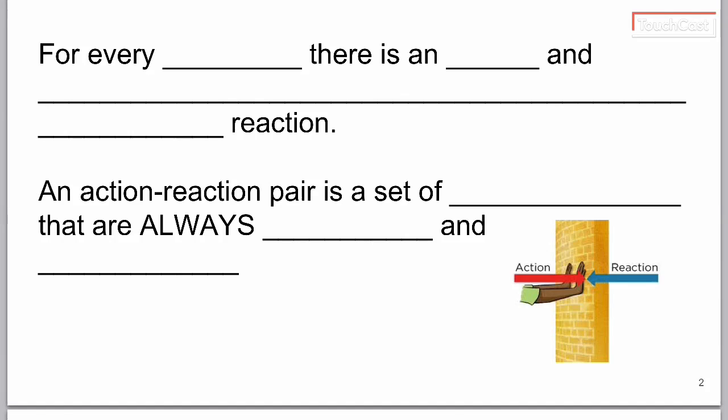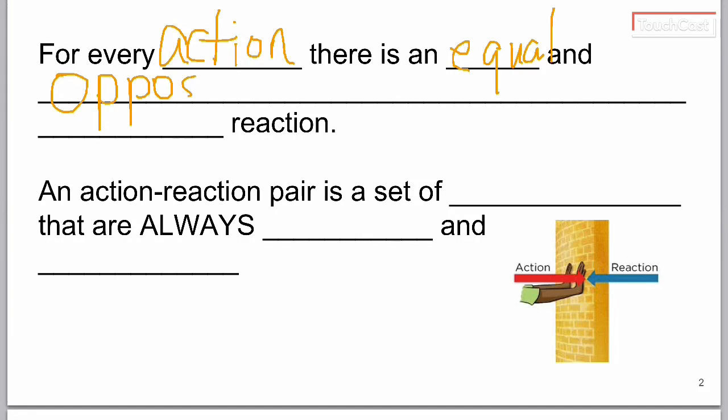Alright, so Newton's third law, this is going to be the definition. For every action, there is an equal and opposite reaction. That's the only word that goes there. An action-reaction pair is a set of forces that are always equal and opposite.